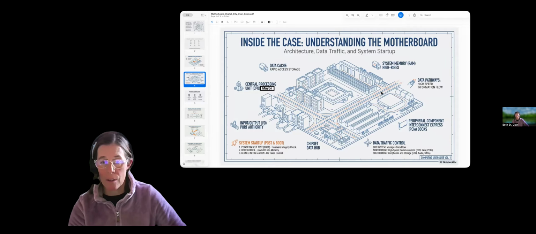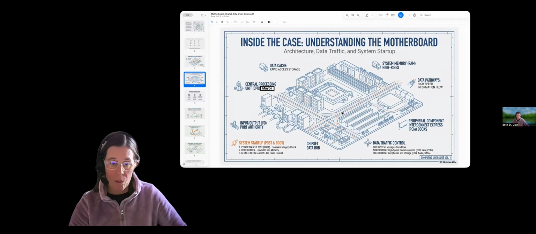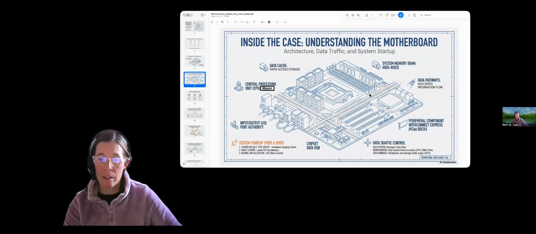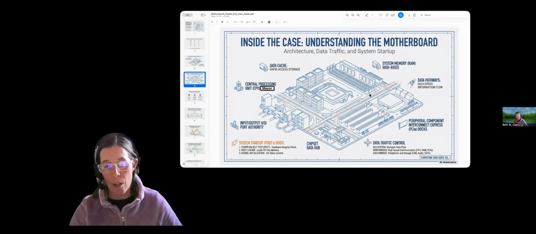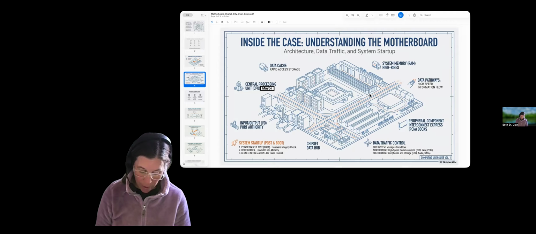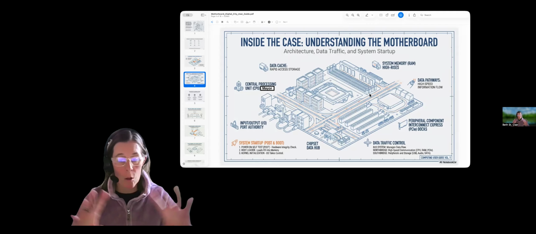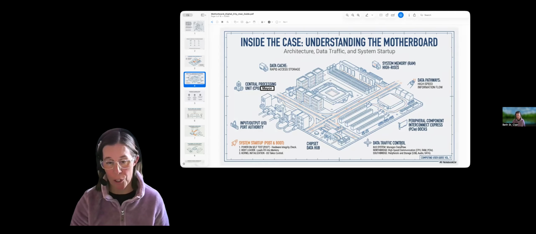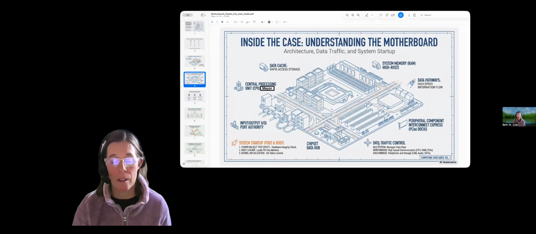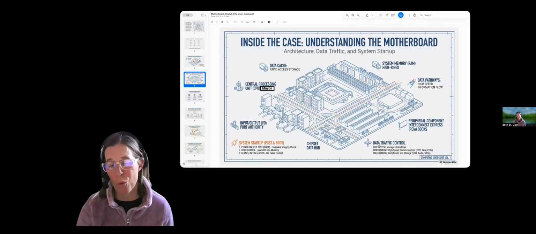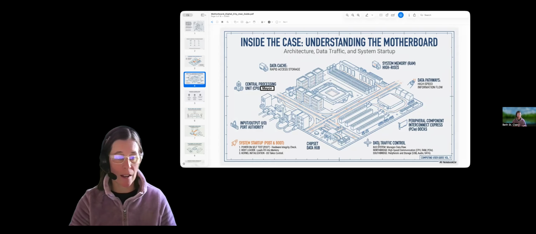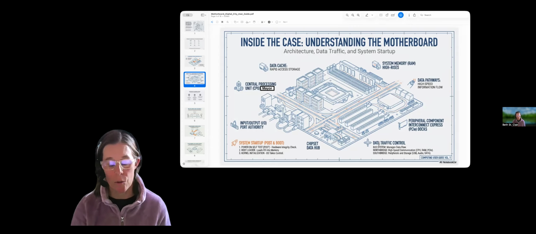Data pathways. So that's what we see here. All of this orange-ish illustration here, that is basically the pathway for the data to travel. So data between the CPU, between RAM, between the PCI Express, that's all being managed by your North Bridge, which I'll get to over here. But there are pathways on the motherboard. That's why it's called a printed circuit board, because it has that pathway to deliver both electricity and data.